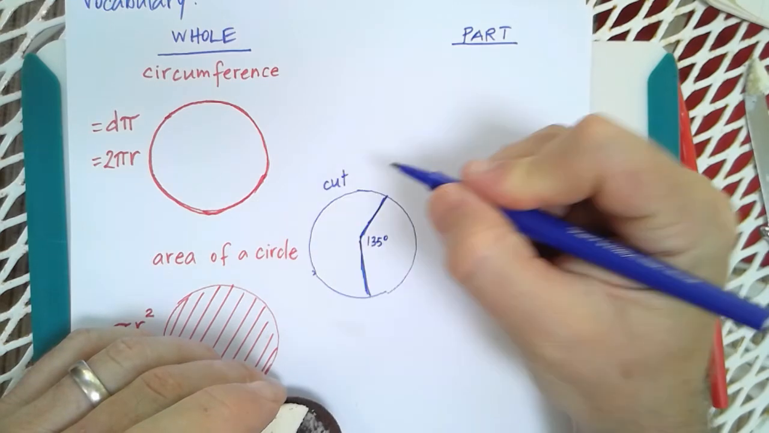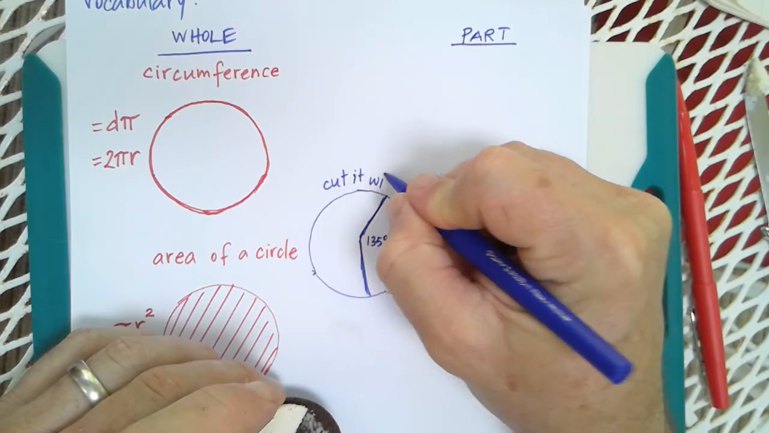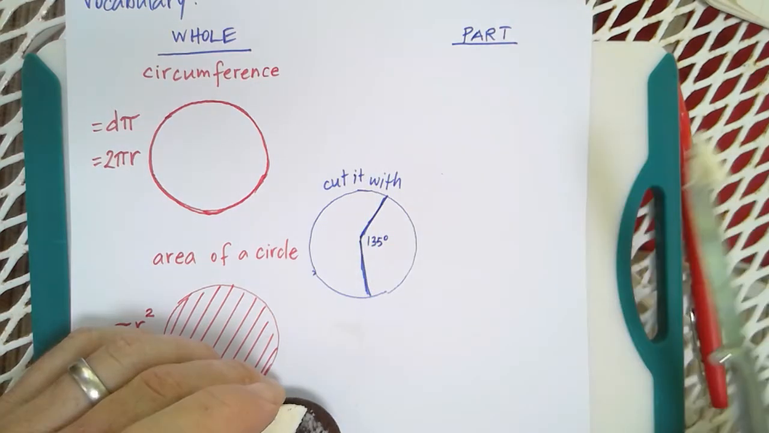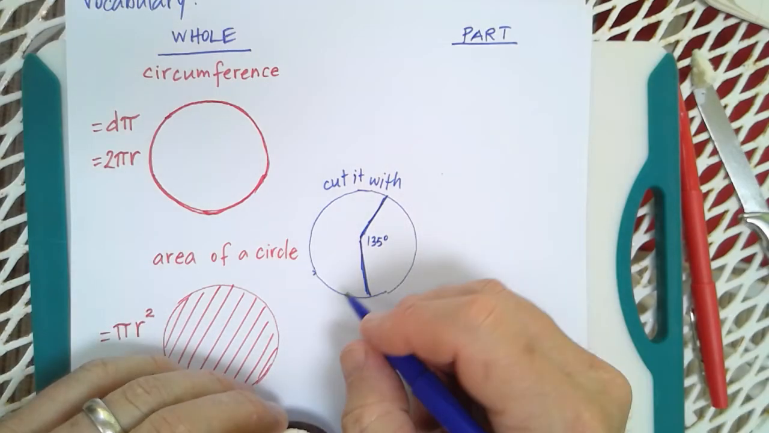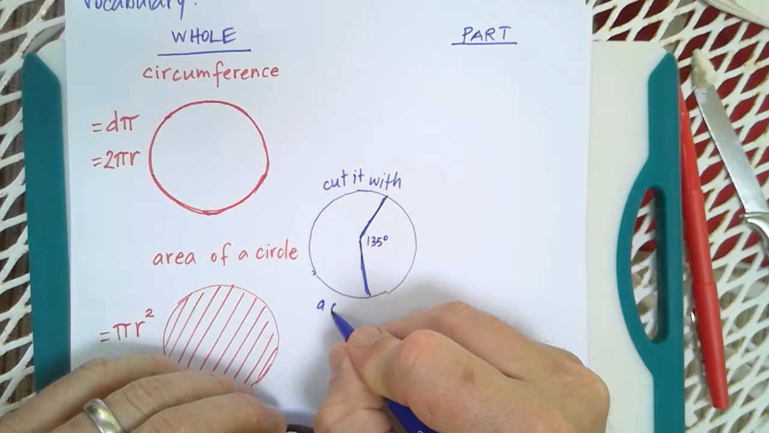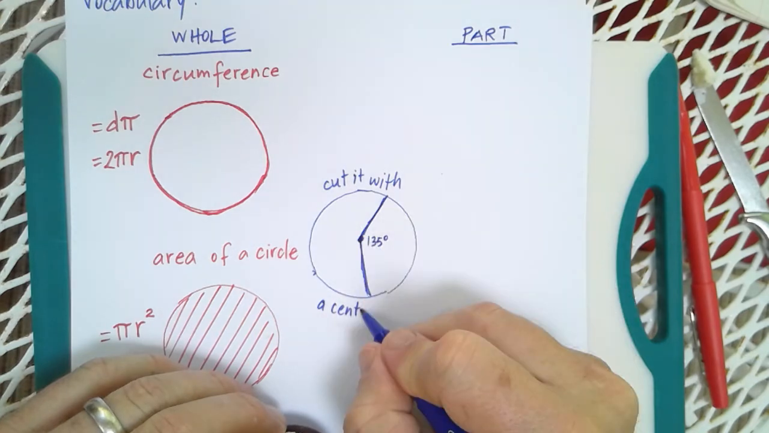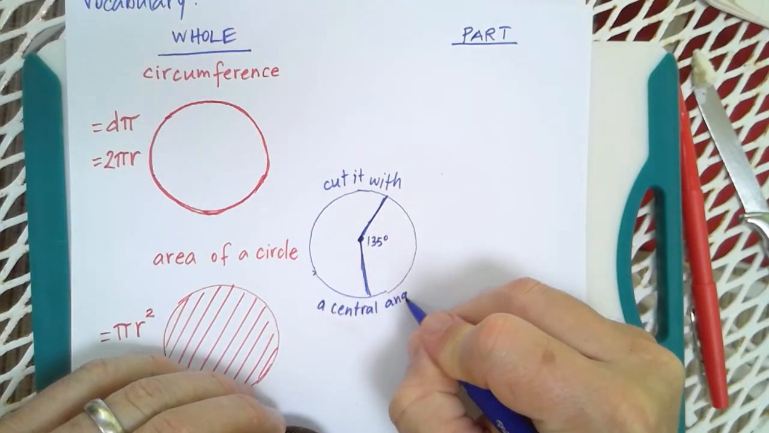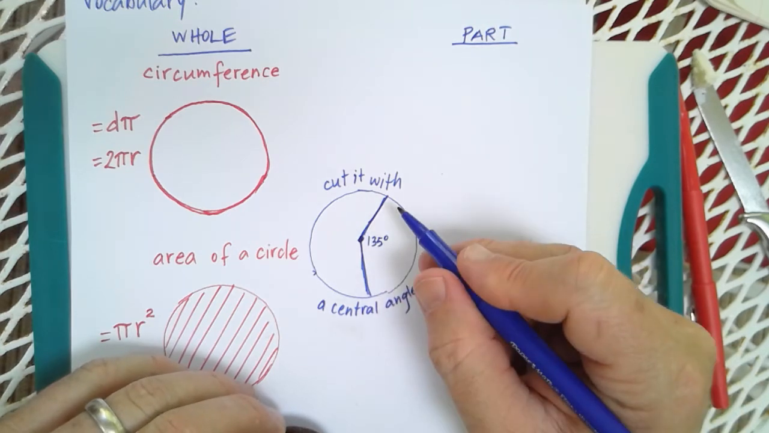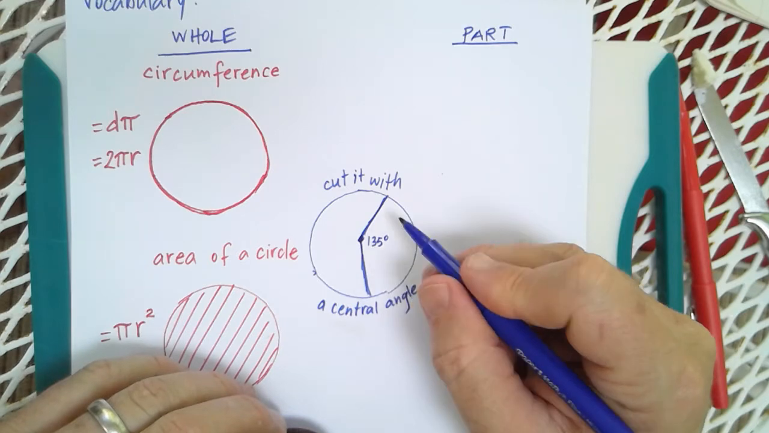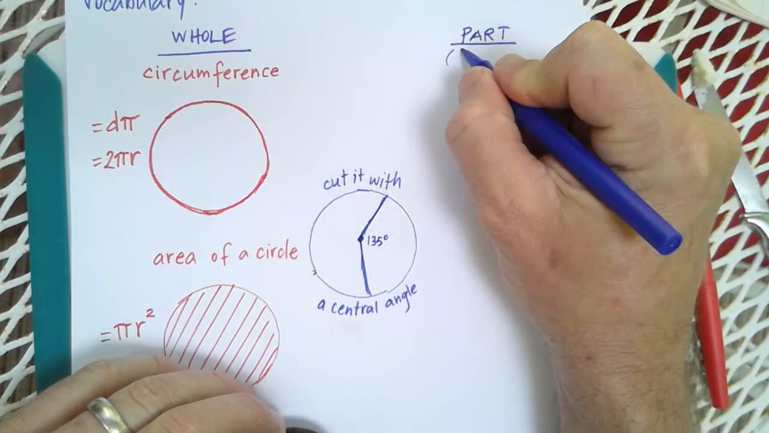So cut it with, not a knife, though this was very effective in cutting the Oreo cream, but we're going to cut it with a central angle. And sure enough, this is the center, and so we call this a central angle. Right there in the middle of the circle. When we cut our circle with a central angle, we are going to get a fraction of the circle. So over here, part or a fraction of what we had on the left.